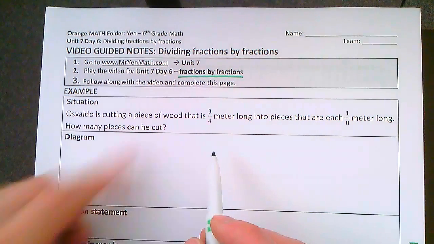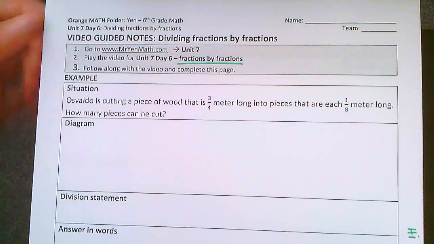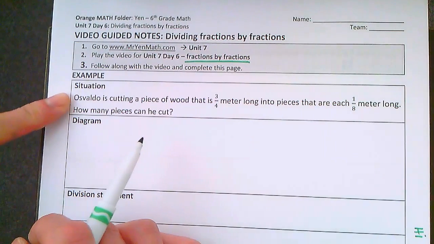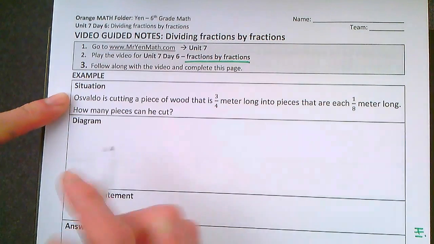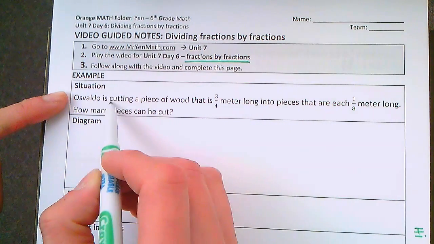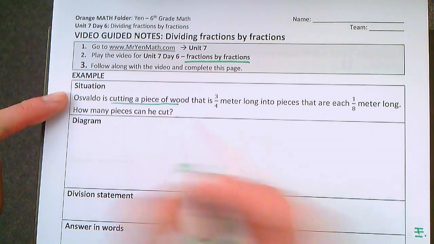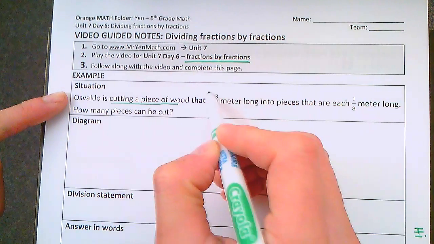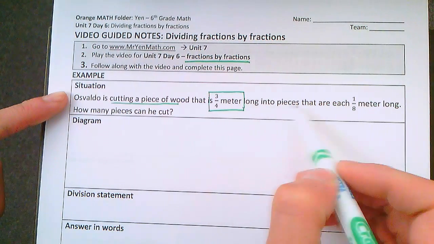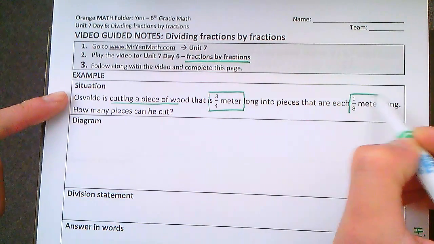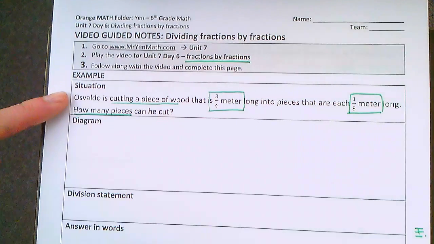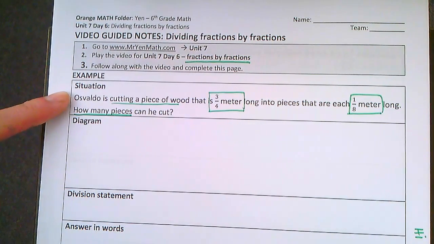Okay, so now we're actually moving into our Unit 7 material after doing our interim test review. Today's lesson is a continuation of what we did yesterday. Let's look at our situation here. Osvaldo is cutting a piece of wood that is 3/4 meter long into pieces that are each 1/8 of a meter long. How many pieces can he cut?